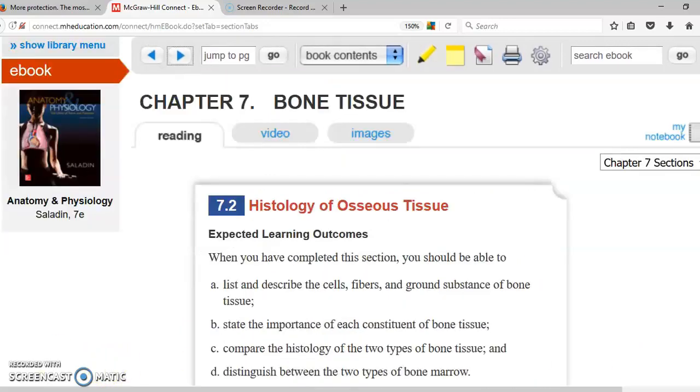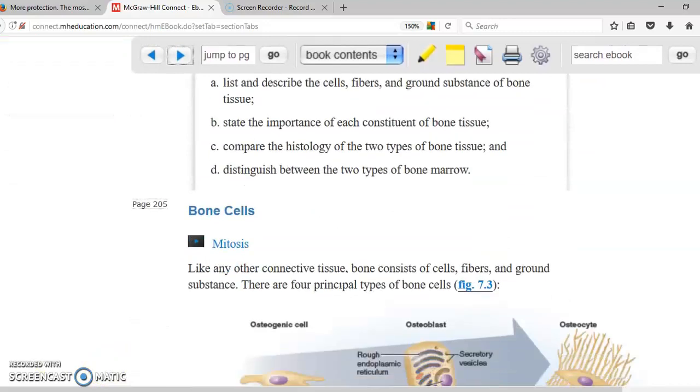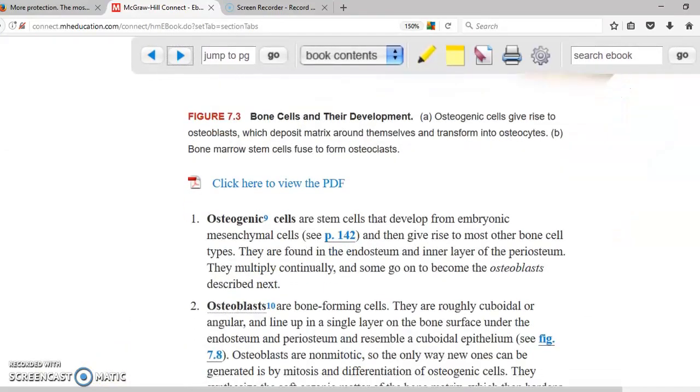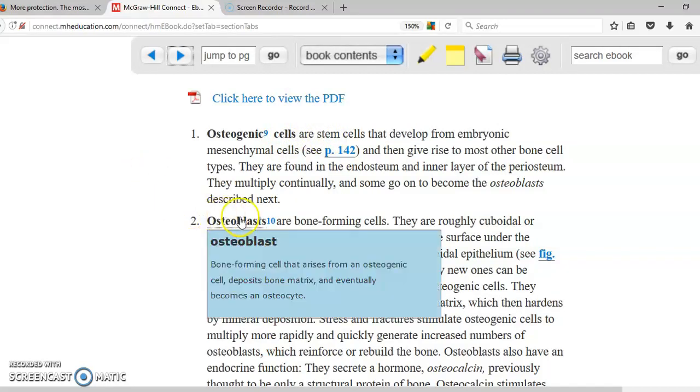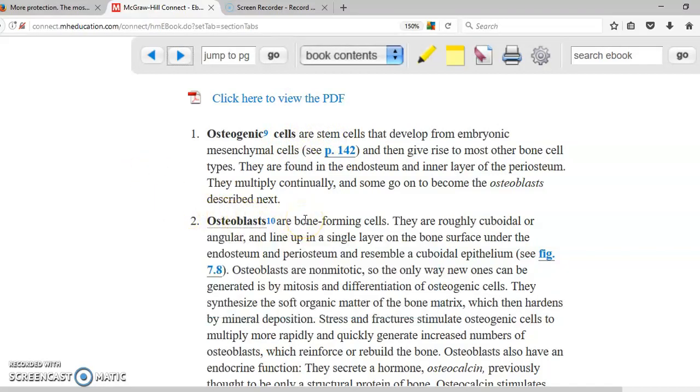So the next item is histology. Again, we need to talk about the cells. So there are four main cells in your bones. The first one right here is osteogenic cells. Osteogenic cells are stem cells that are going to be capable of giving you other kinds of cells, such as, for example, the osteoblast. The osteoblast is the one that is going to build the bone.